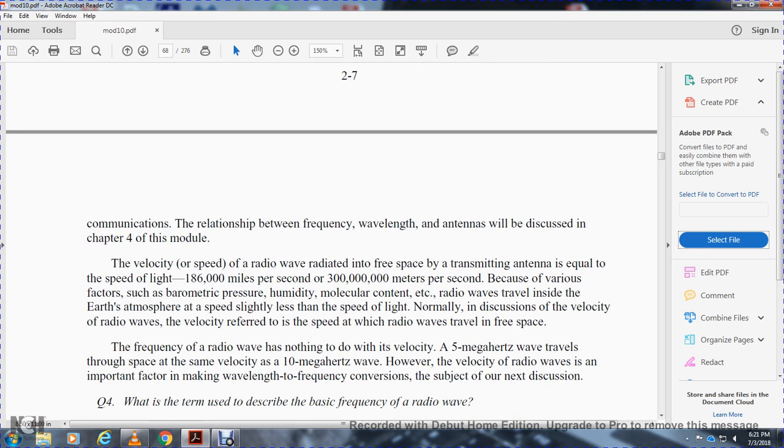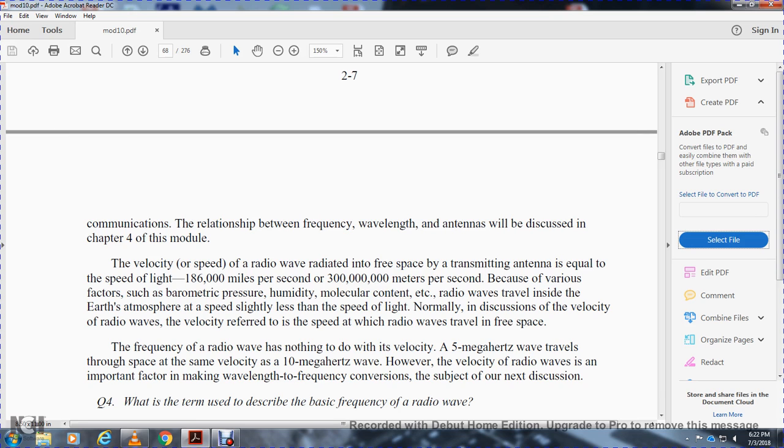The velocity, or speed, of a radio wave radiated in free space from a transmitting antenna is equal to the speed of light: 186,000 miles per second, or 300 million meters per second. But because of various factors such as barometric pressure, humidity, and molecular content, radio waves travel inside Earth's atmosphere at a speed slightly less than the speed of light.